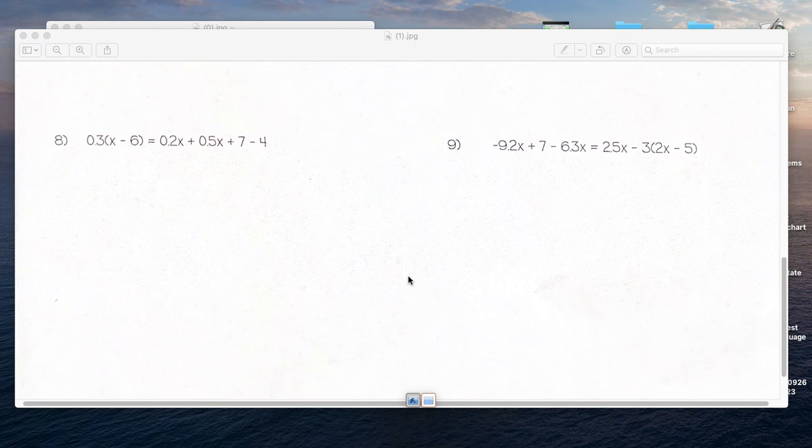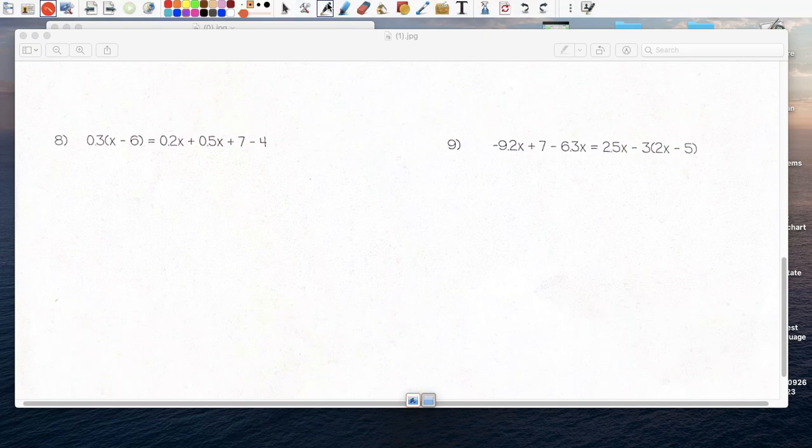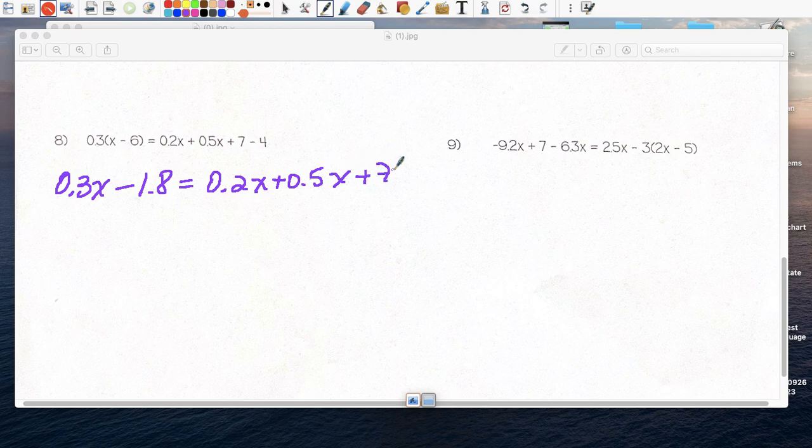All right, 8. Again, decimals, 0.3x. 0.3 times negative 6. First of all, it's negative, and then we get negative 1.8 equals 0.2x plus 0.5x plus 7 minus 4. All right, let's combine some like terms. These two I can't combine, so they stay as they are. This side I can combine these two. Gives me 0.7x. And then 7 minus 4 is just positive 3.